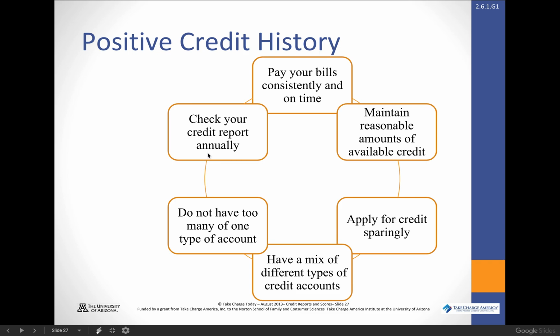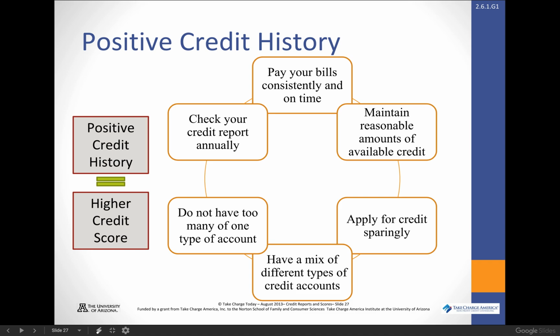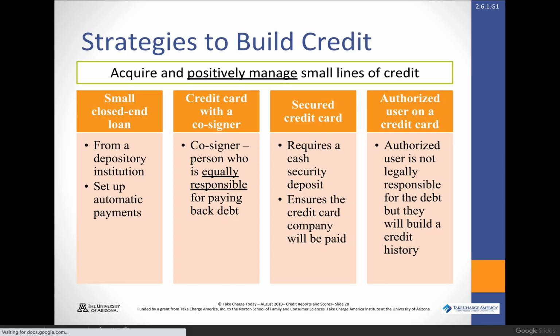And you want to check your credit report at least annually because that will tell you what your credit score is. It'll tell you what lenders are seeing whenever you have a new credit inquiry. So the better your credit history, the higher your credit score is going to be.